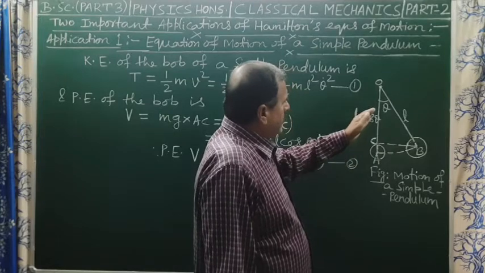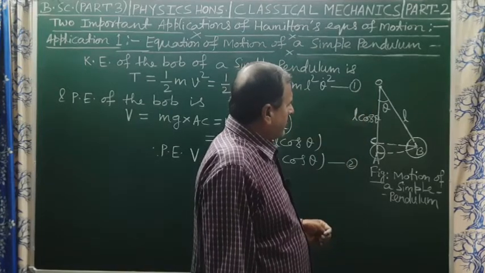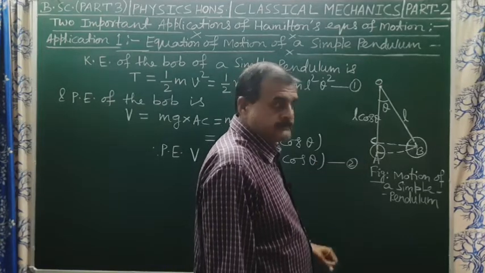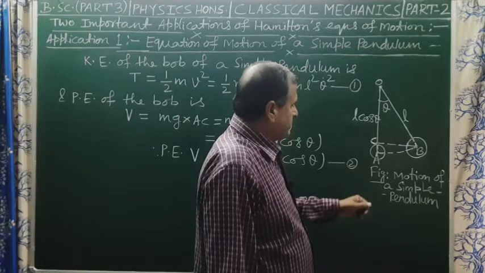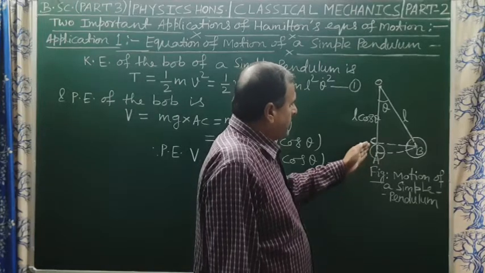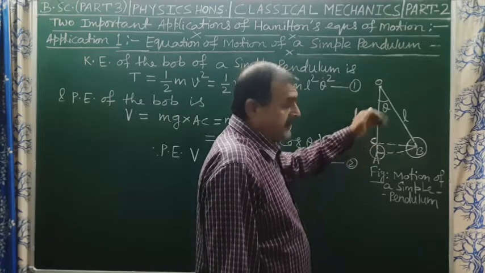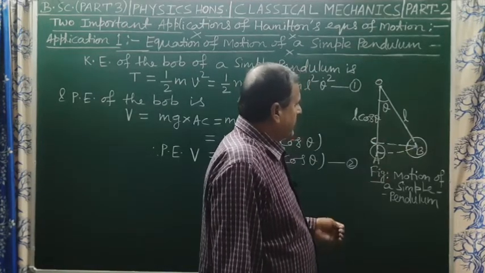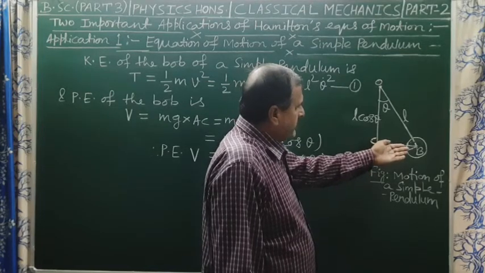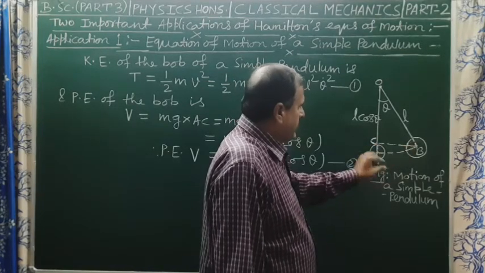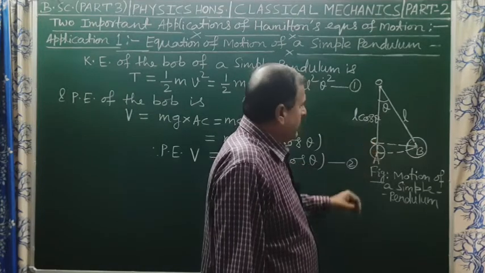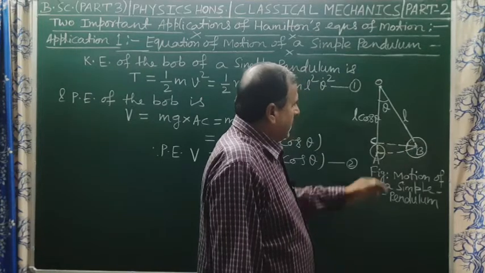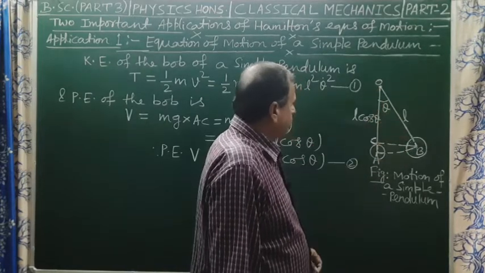Because suppose a simple pendulum of mass small m, which is actually the mass of the bob, is in the equilibrium position A. When it is displaced through angle theta, that is, the bob is taken to another position B, then its center of the bob rises through distance AC, and the new position of the bob is B.